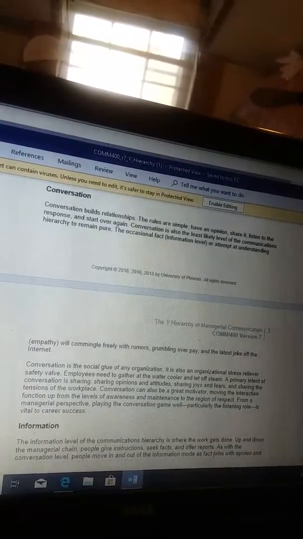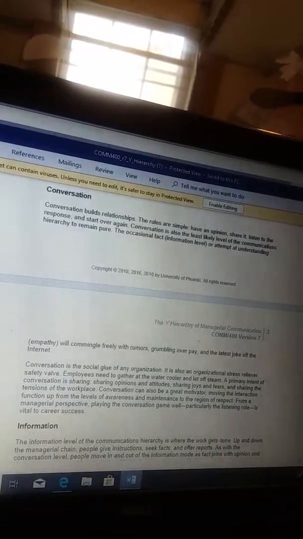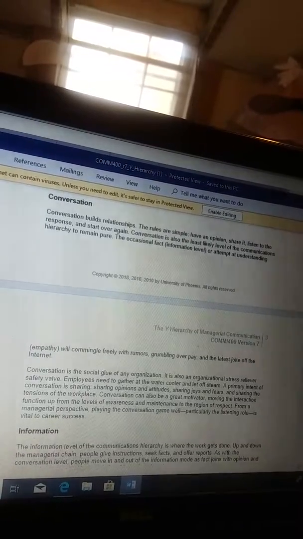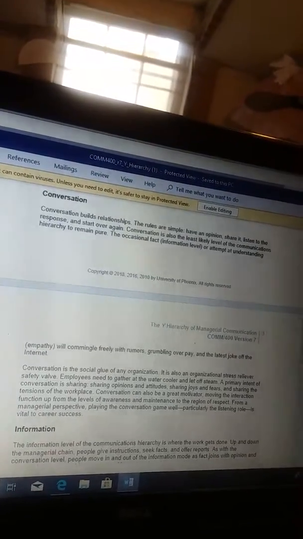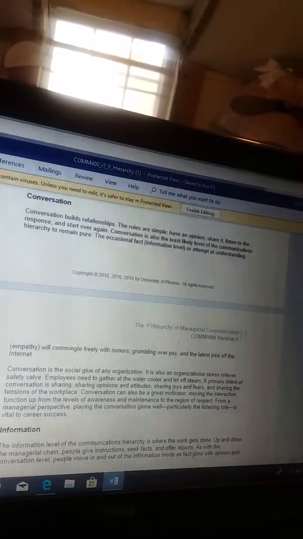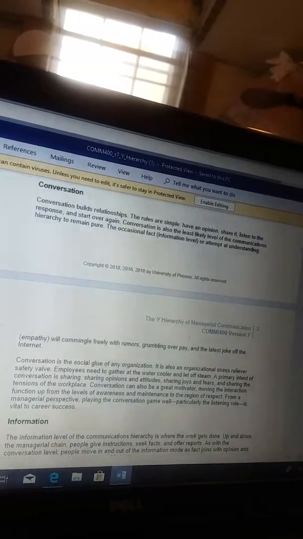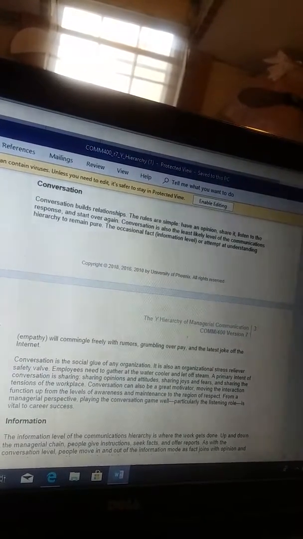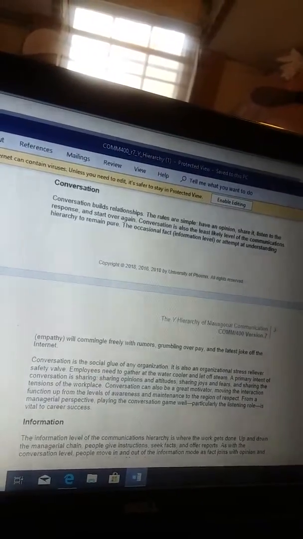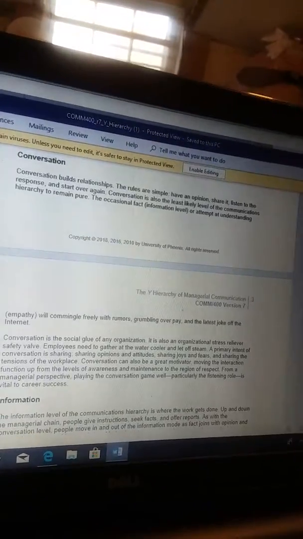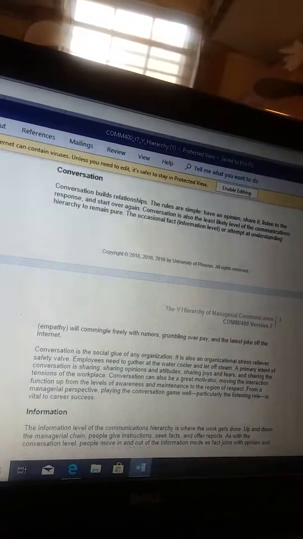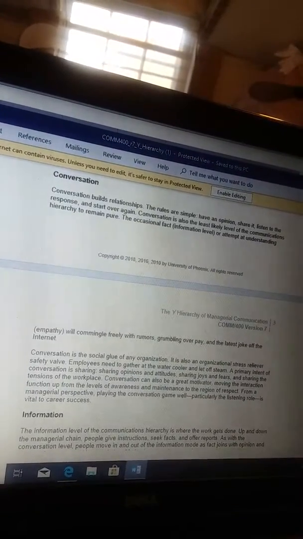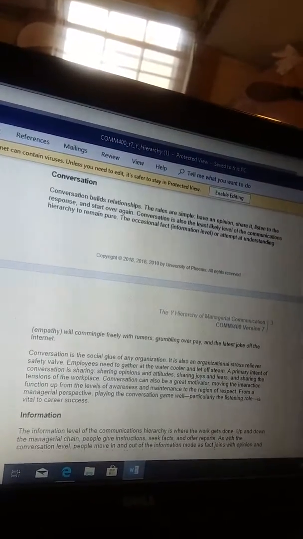Conversation is the social glue for any organization. It is also an organizational stress reliever, a safety valve. Employees need to gather at the water cooler and let off steam. A primary intent of conversation is sharing opinions and attitudes, sharing joys and fears, and sharing the tensions of the workplace. Conversation can also be a great motivator, moving the interaction functions up from levels of awareness and maintenance to the region of respect. From a managerial perspective, playing the conversation game well, particularly the listening role, is vital to career success.